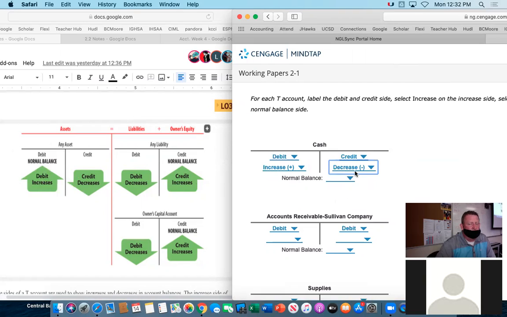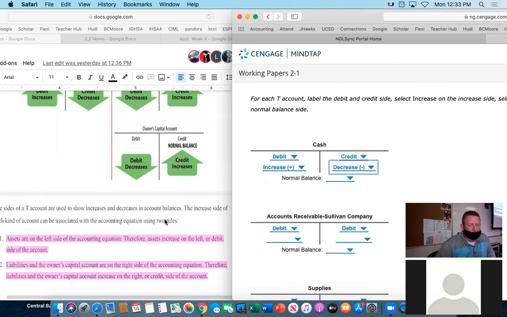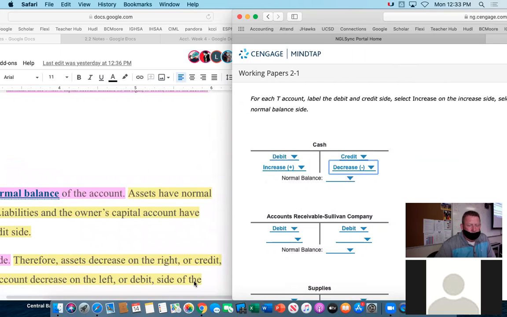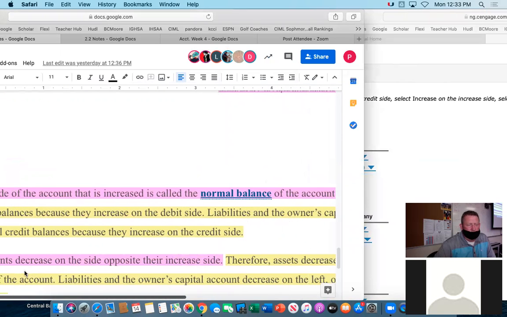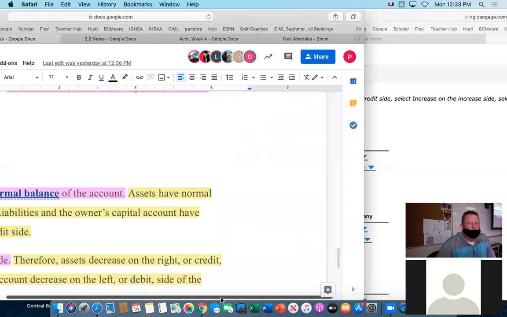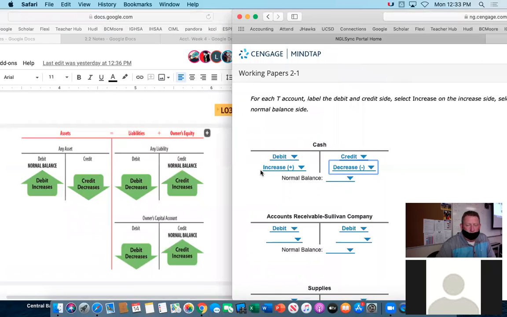Well, how do you decrease it? You do the exact opposite. So if we increase on the left side, we decrease on the right. The normal balance is the side of the account that's increased. So wherever the increase is, that's the normal balance. Do you understand where we're getting this stuff from? All right, so accounts receivable is the same.